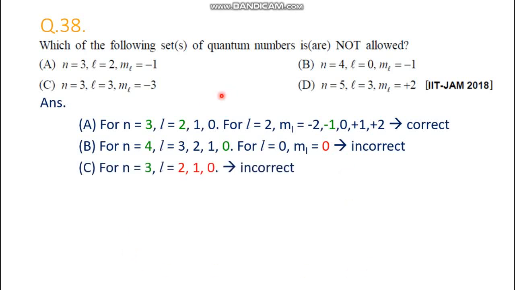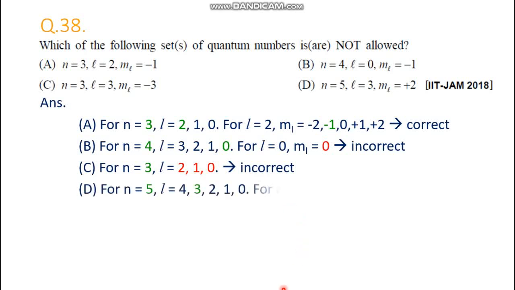Now option C, here n equals 3, l equals 3, this one is incorrect, because for n equals 3, l has 3 values which are 2, 1 and 0. There is no value which is equal to 3. So first of all, it is rejected due to this value. Hence this one is incorrect.